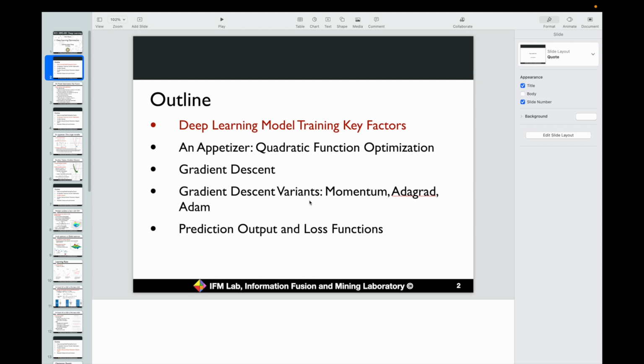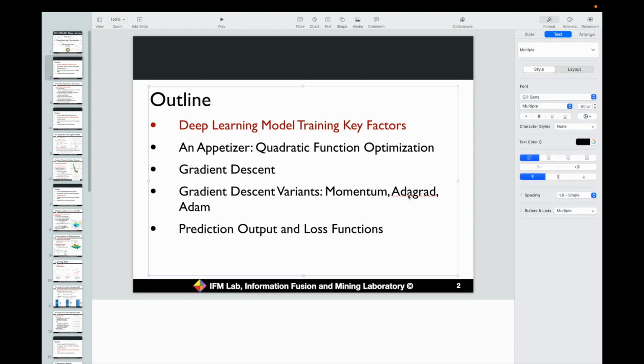The first one we'll be talking about is called Momentum. Momentum is also based on gradient descent. However, we further consider some other factors in calculating both the gradient as well as updating the variables. The second one is called adaptive gradient. It will further consider different learning rates for different variables.